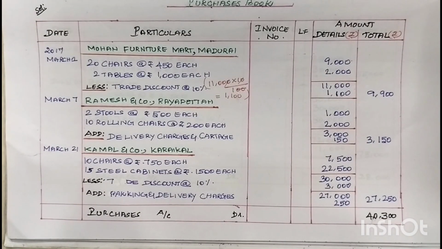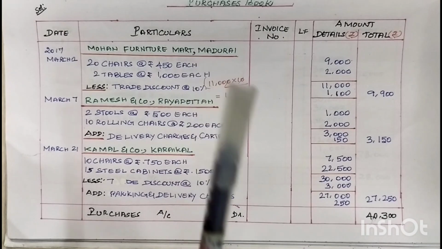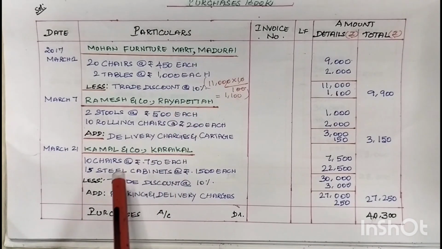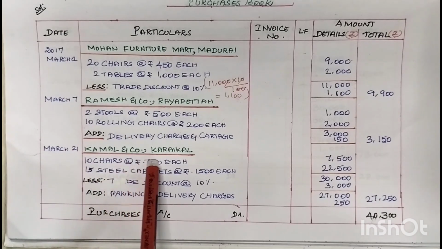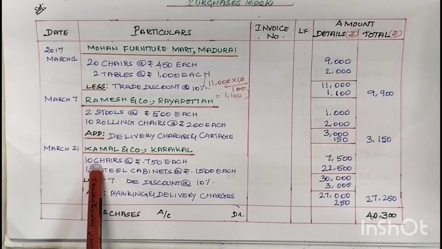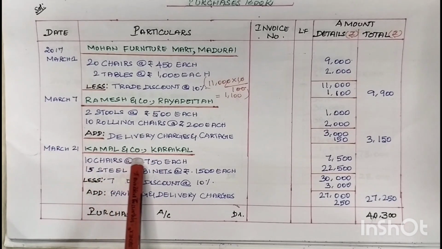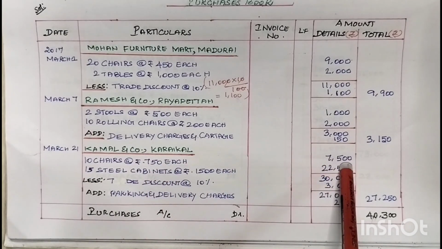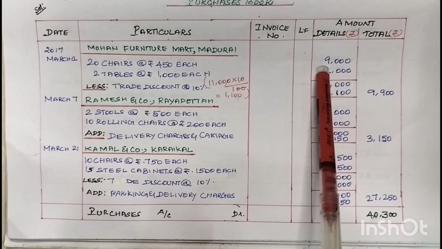So dated on March 21, Kamal and Co., Karaikal, enter into the particular column. The detail of the supplier you have to record into the particular column, that is 10 chairs at rupees 750 each. So one chair rate is 750. How much for 10 chairs? You have to multiply 10 into 750. You got 7,500. So you have to enter that 7,500 into the detail column.